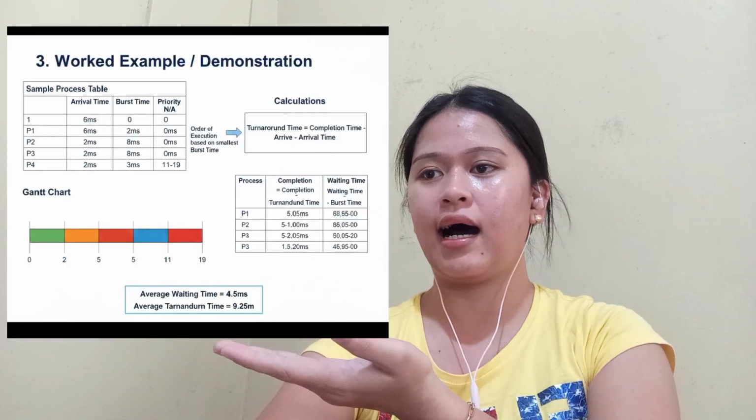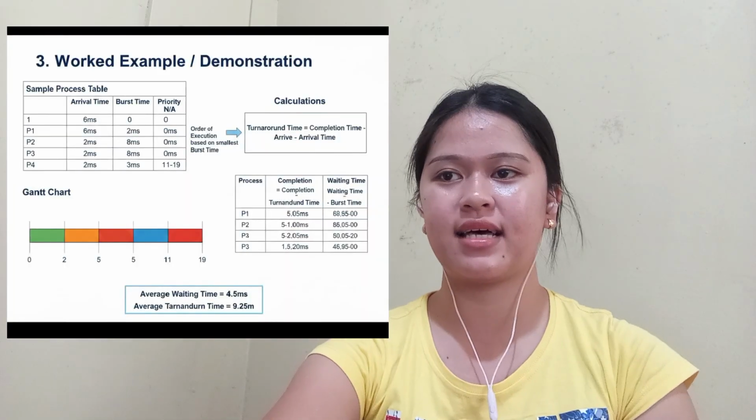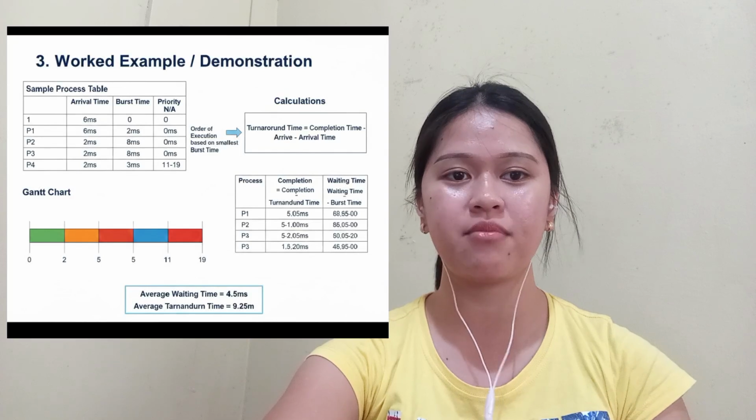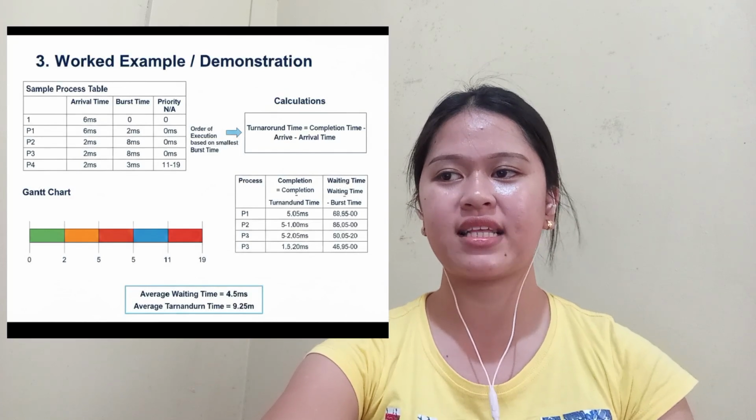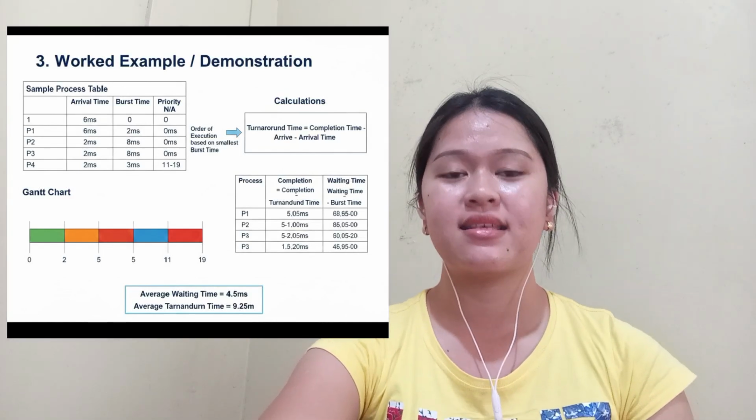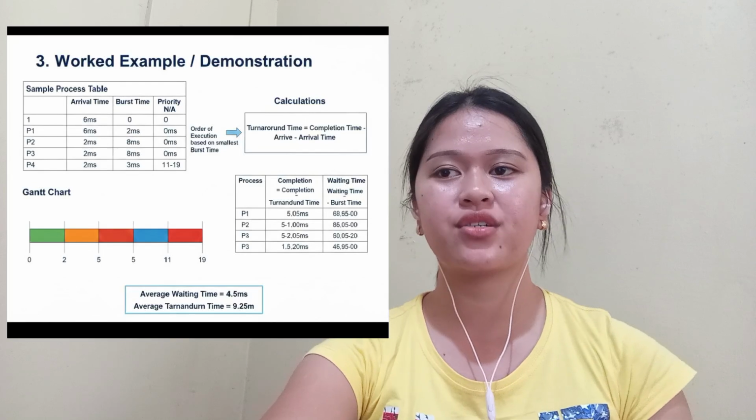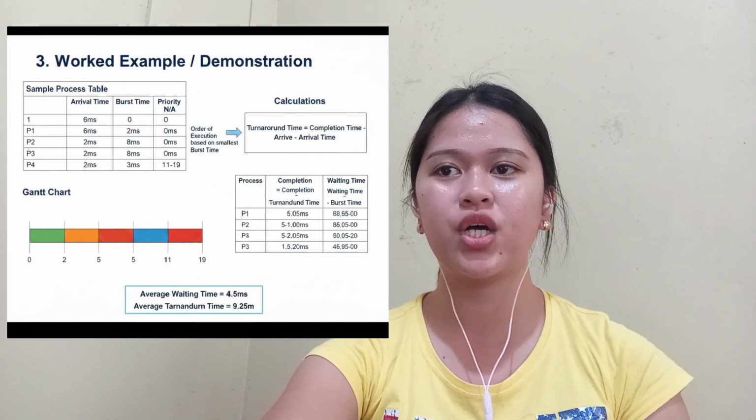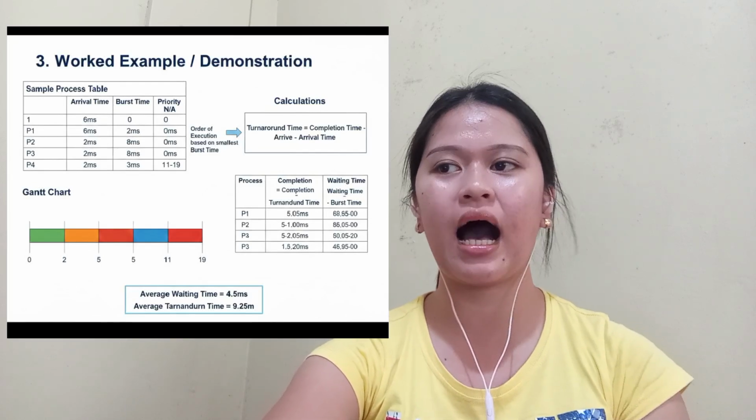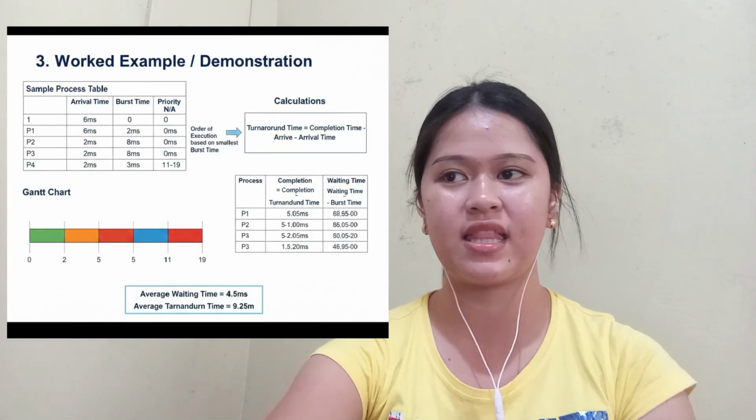In the work example and demonstration for shortest job first, as you can see here, we have four processes, P1, P2, P3, and P4. They all arrive at the same time, which is time 0. To decide which one goes first, we look at the burst time. This is how long each task takes to finish.